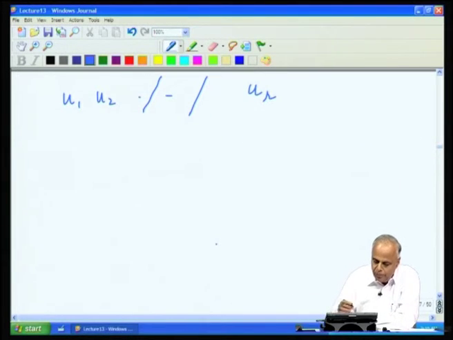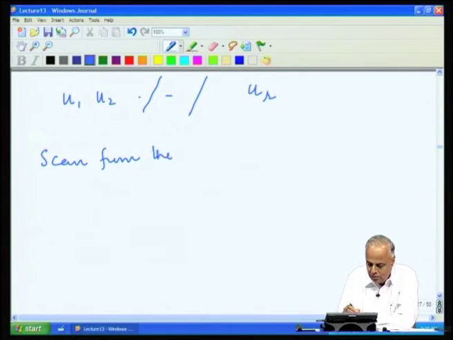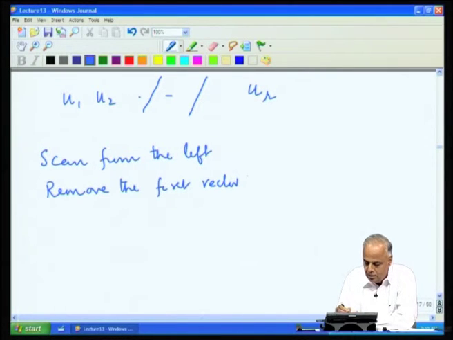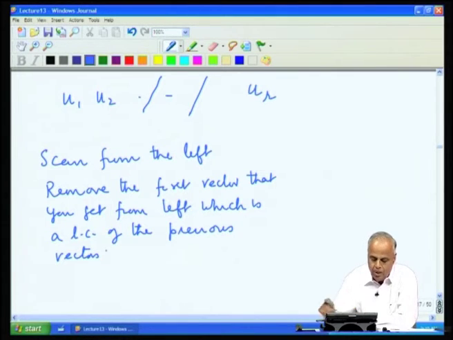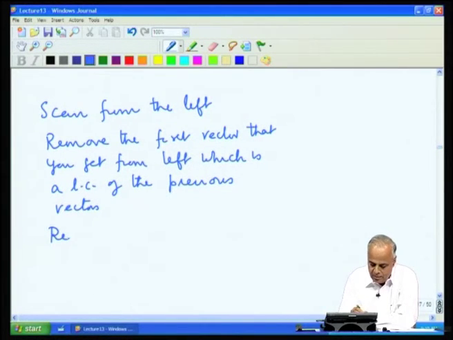So how do we do this? So therefore scan from the left, remove the first vector that you get from left which is a linear combination of the previous vectors, repeat the process on the remaining subset.